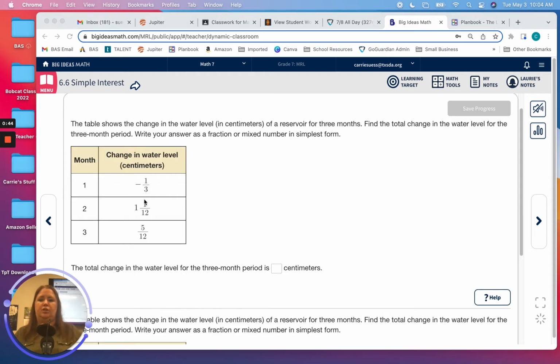So for total change, you start with negative 1/3. Okay, then what happened? We added 1.5? Yes. And then it went back down to 5/12. Right? Try that. See if that works.